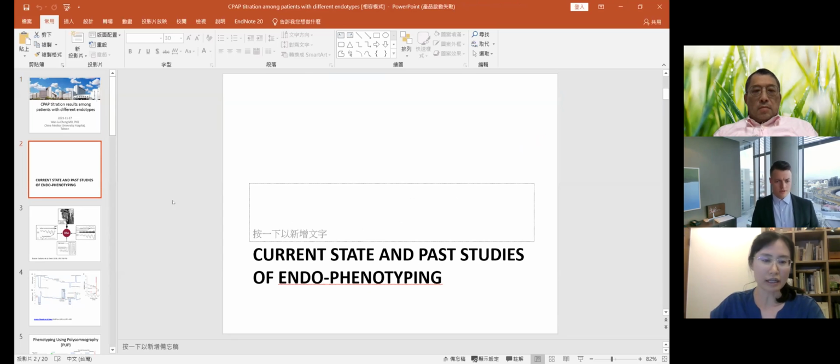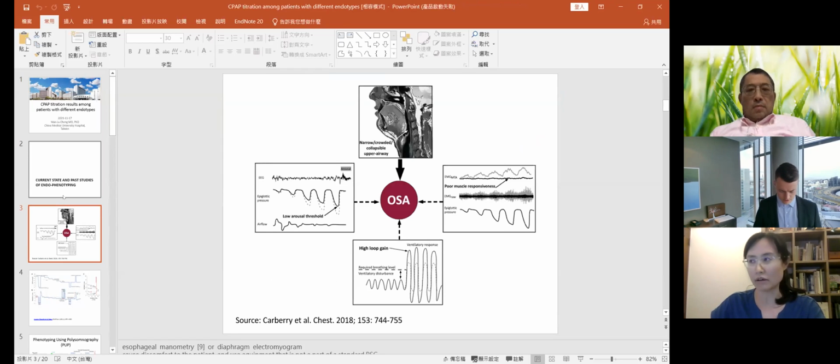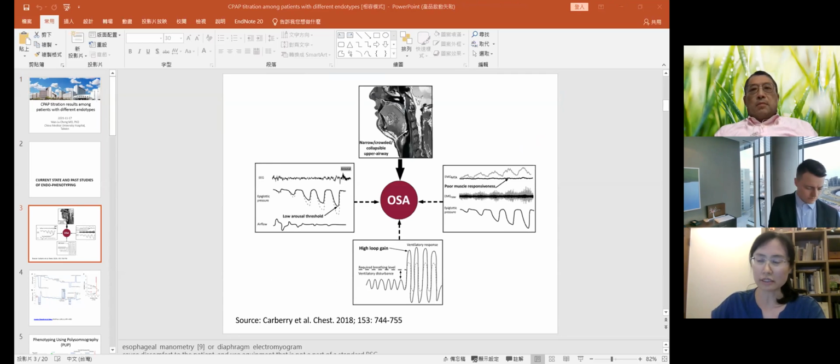At first, Jon has given us a quite clear picture of the history and current state and past studies of how endophenotyping has been noticed and getting more attention recently in the literature. Here we have the 4 main identified endophenotypes, which is upper airway collapsibility and muscle responsiveness, loop gain, and arousal threshold.